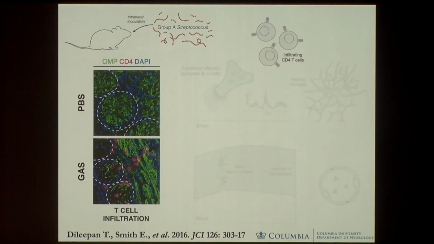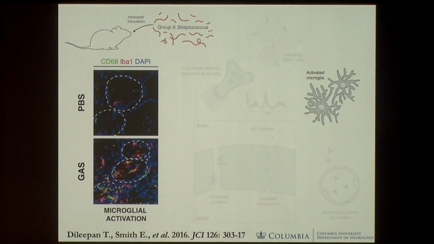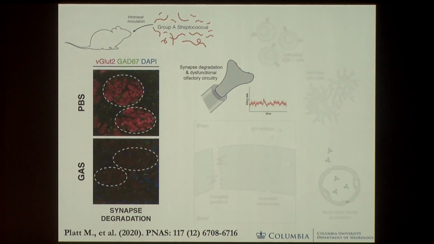And the presence of T cells in the brain is associated with a series of pathologies. One is blood-brain barrier disruption. Second is microglial activation, and third is loss of excitatory synapses, which results in anosmia in mice.